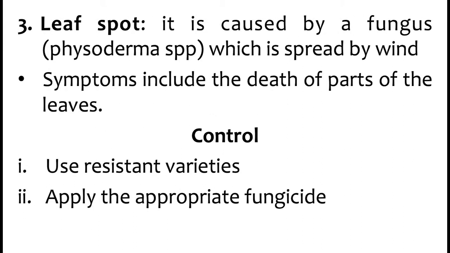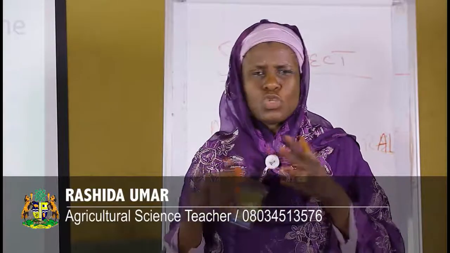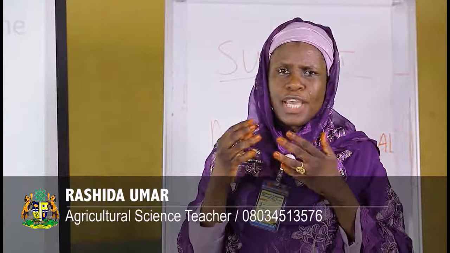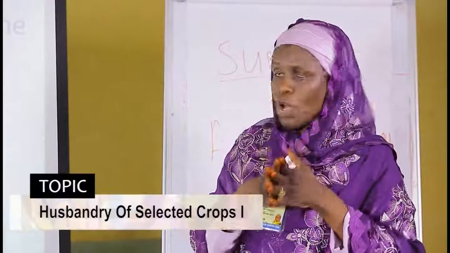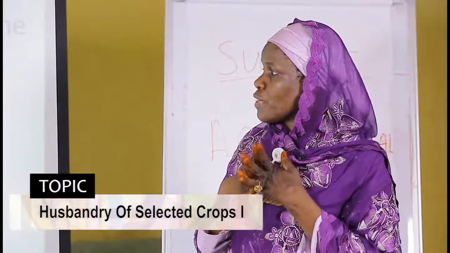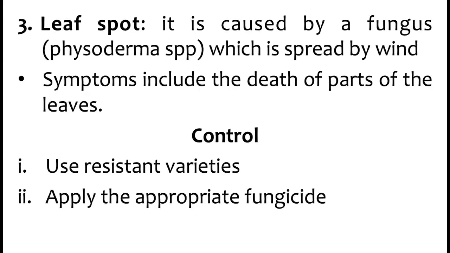Number three, we have leaf spot. Leaf spot is another disease. It is caused by the fungus Physoderma species, which is spread by wind. The symptoms include death of part of the leaves. When you observe, you see some parts of the leaves dying, or they just dry and fall off. How do we control this leaf spot? We control it by the use of resistant varieties or by applying appropriate fungicides.